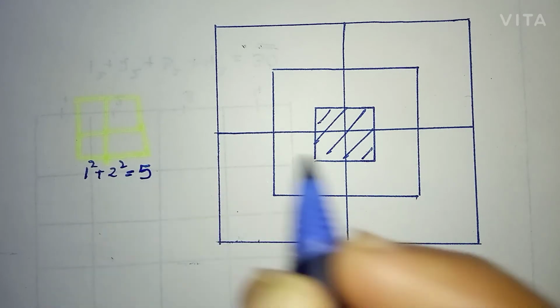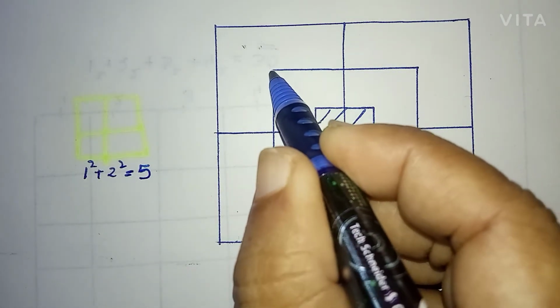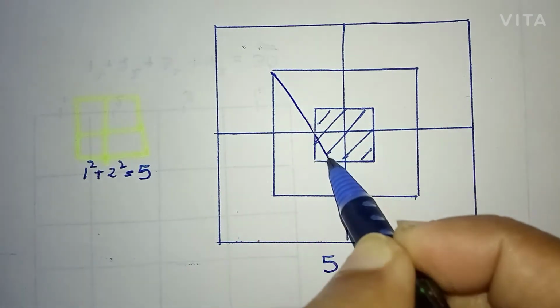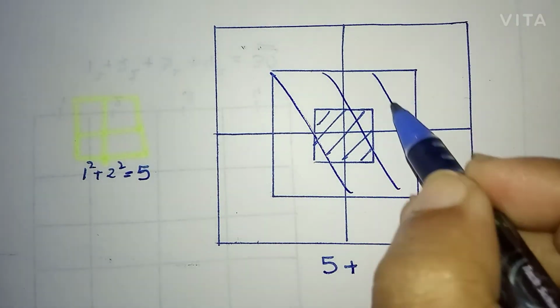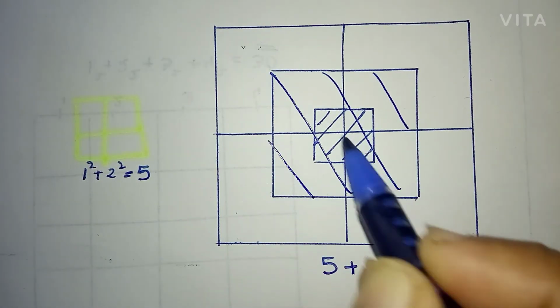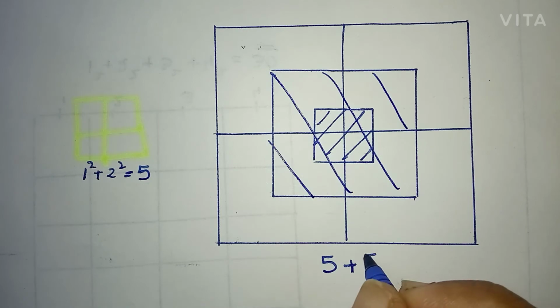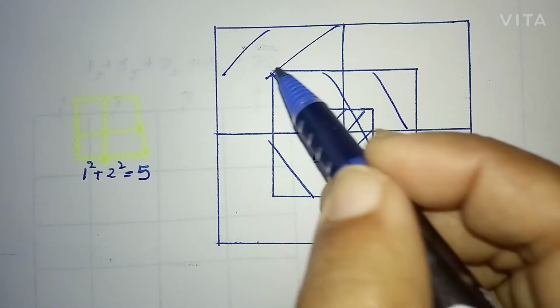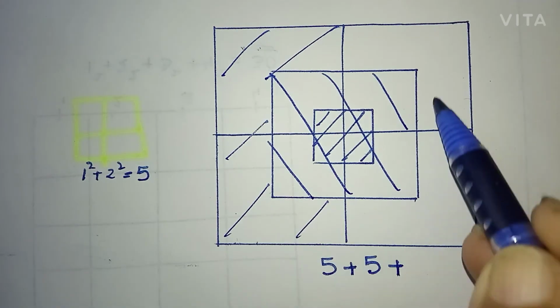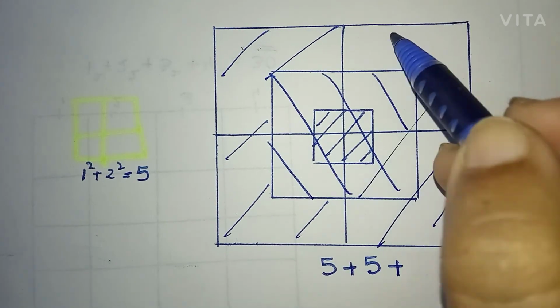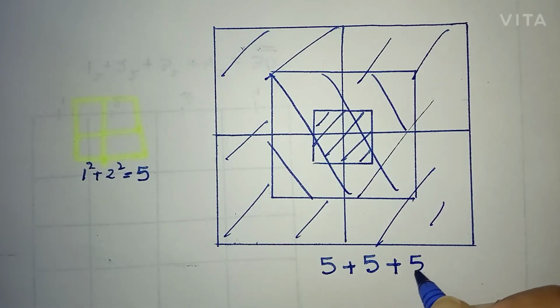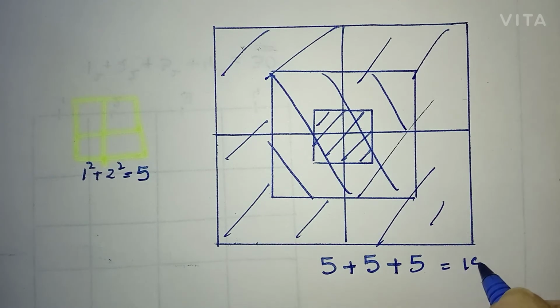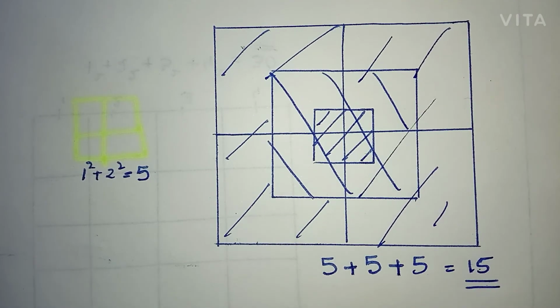Okay, again, if you check this box, this is another big box. So how many squares will it have? The same amount, right? Again, this is another one, the biggest box. So again you have to add 5. How much will it be? The answer is 15. So there are 15 squares in this figure.